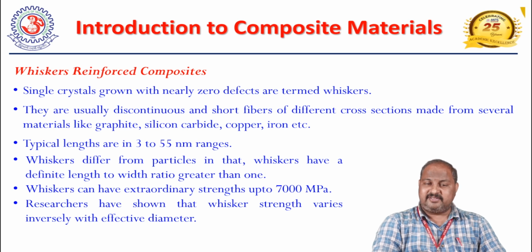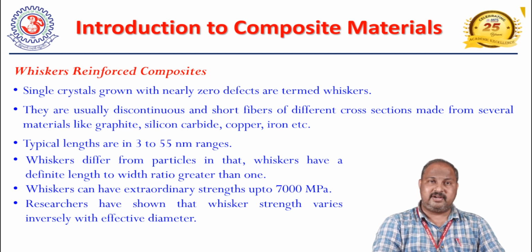Next category is about the whisker reinforced composites. Single crystals grown with nearly zero defects are termed as whiskers. They are generally discontinuous and short fibers of different cross sections made from several materials like graphite, silicon carbide, copper, iron, and many more. Typical lengths are in the range of 3 to 55 nanometers. Whiskers differ from particles in that case, based on the length and the size.